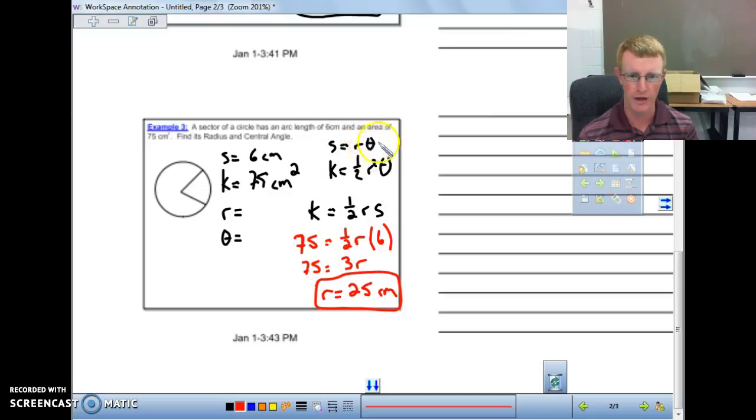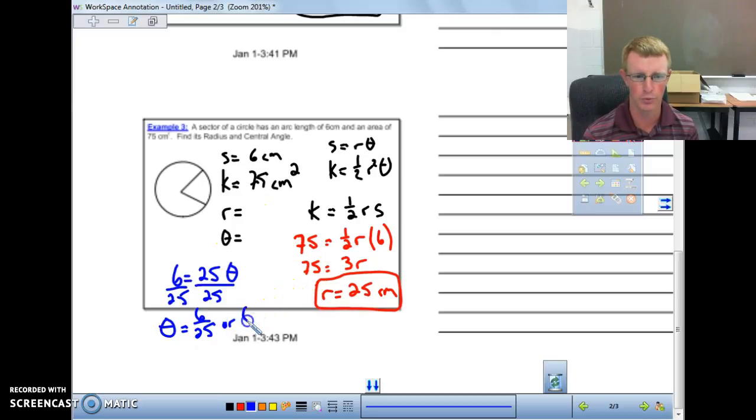And to figure out our theta, we can just use our S equals R theta up here. So S is equal to 6 again. We still have the 6. Our R is equal to 25. And our theta is still unknown. We can divide both sides by 25. And we get theta equals 6 over 25. Or, if you put that into a calculator, you'll get 0.24. And because we use the radian formulas, we will say that our theta is in radians. So 6/25, or 0.24 radians.